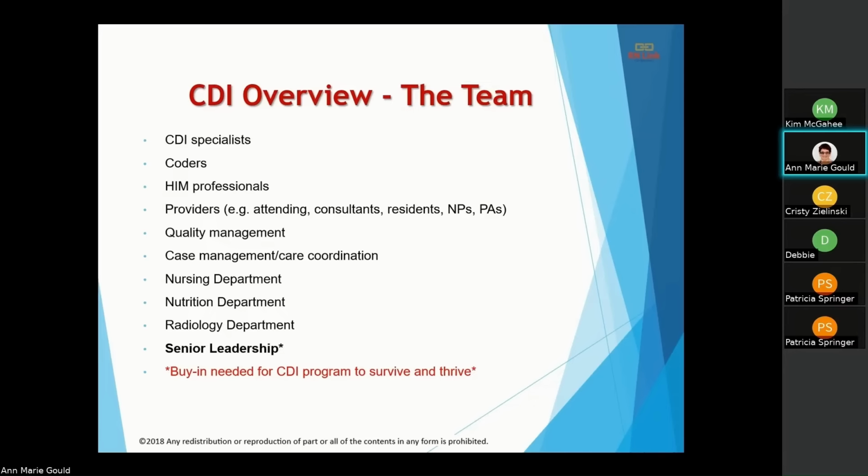Your case management care coordination department, usually we're looking at them. They're in charge of medical necessity for that inpatient stay. That's what they're in charge of. And they talk to the doctors. It's like, well, what's the discharge plan for this patient, right?